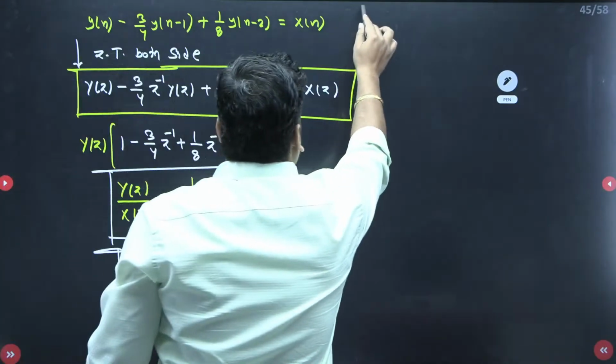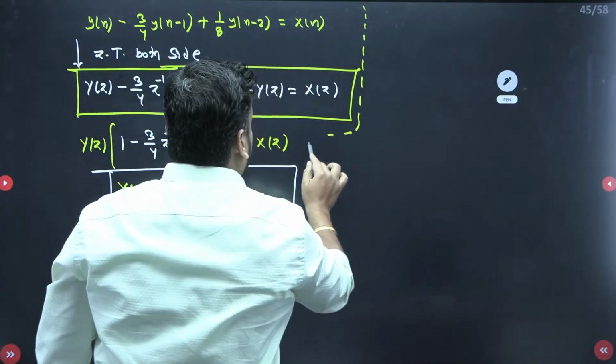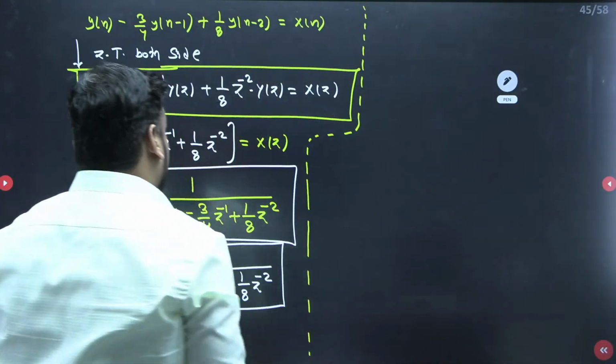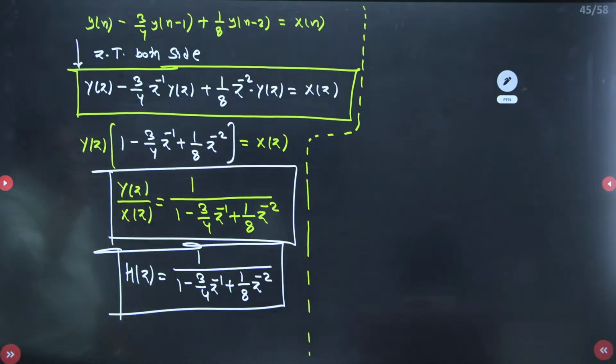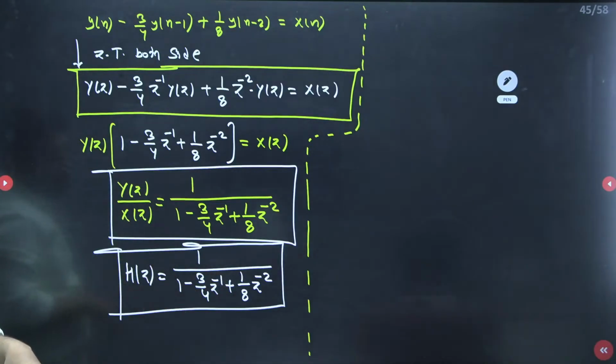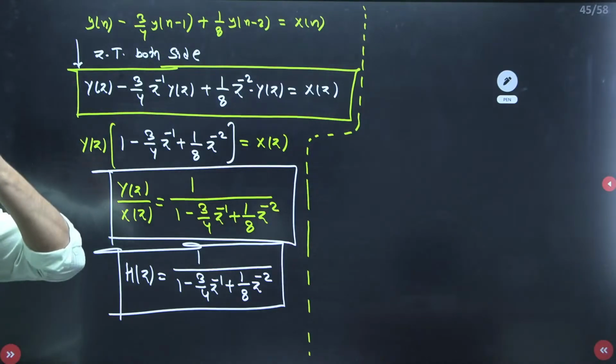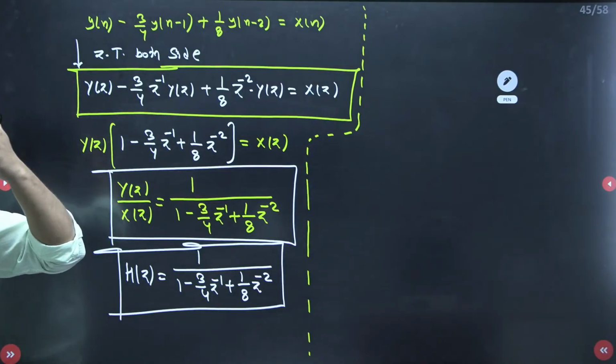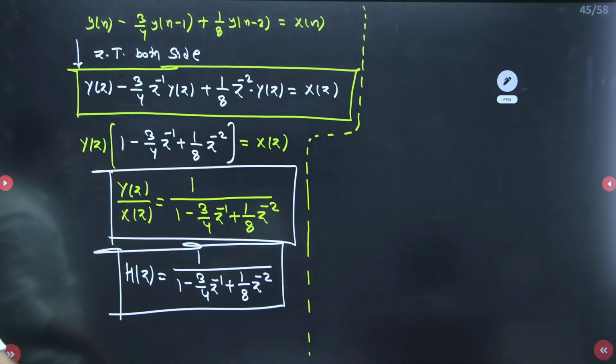All of you guys just reply fast. Is this crystal clear to you guys? So 1 upon 1 minus 3/4 z^-1 plus 1/8 z^-2. I don't know who writes and leaves.